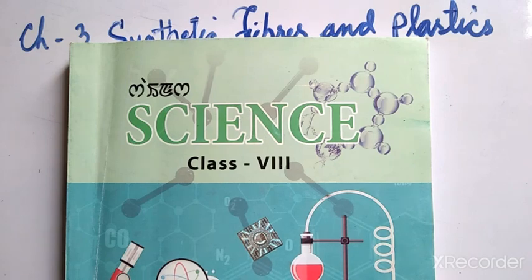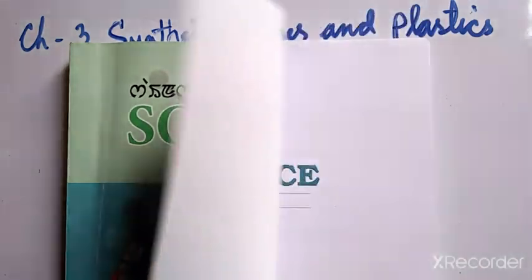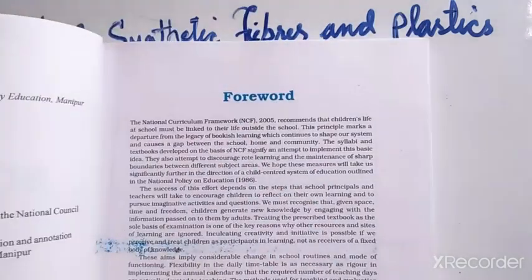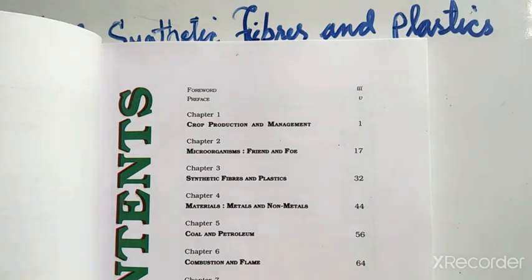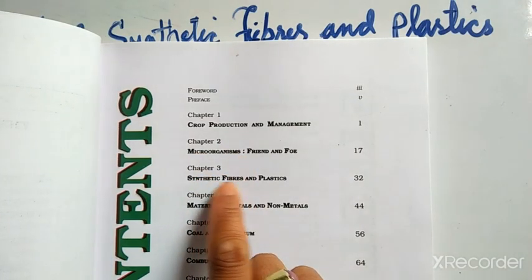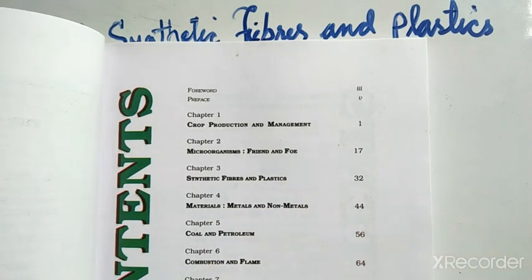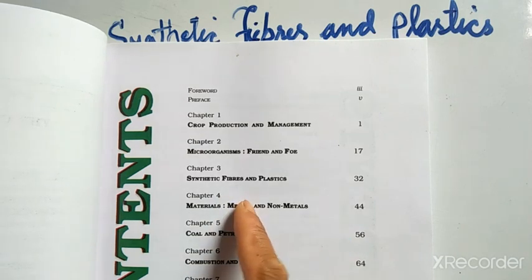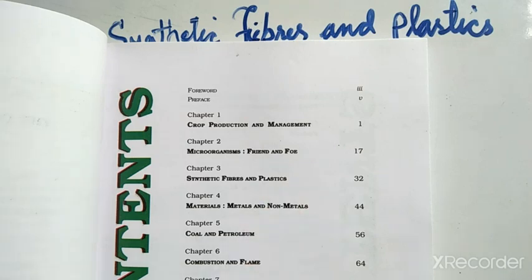In today's third video class, let's study chapter number 3. First, let's see the contents: chapter number 3, synthetic fibers and plastics. In the previous class, we studied crop production and management. And today, let's see chapter number 3, synthetic fibers and plastics.